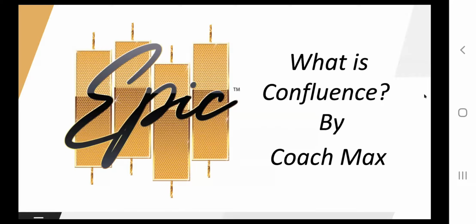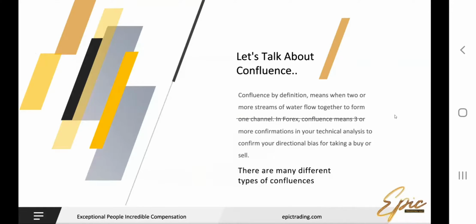Today, we're going to talk about what is Confluence. So, as you got your foundation in the basic section, here in the intermediate section, we're going to teach you a little bit more about Confluence and about actually doing your analysis, right? So let's talk about confluence for a second.